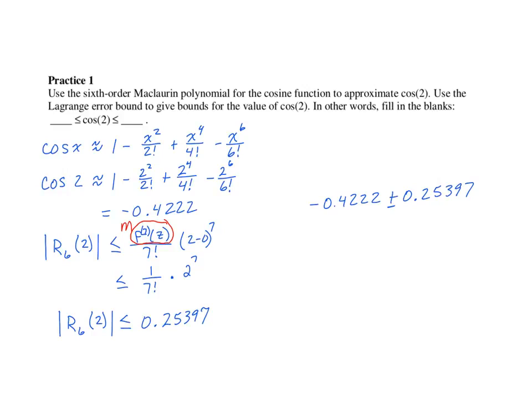So adding 0.25397 is going to give us negative 0.3968, and subtracting 0.25397 is going to give us negative 0.4476.